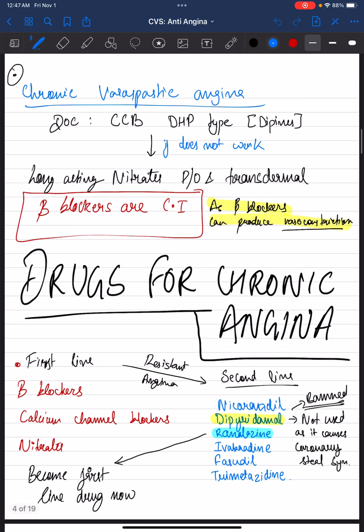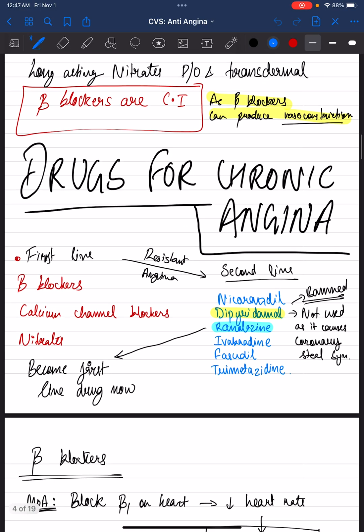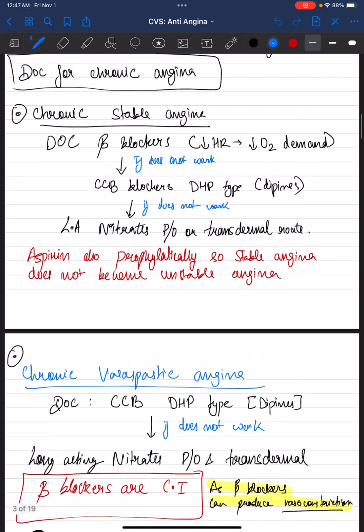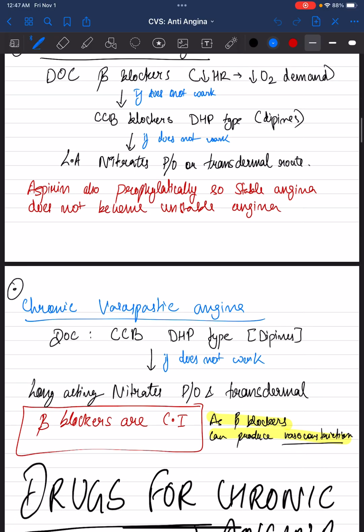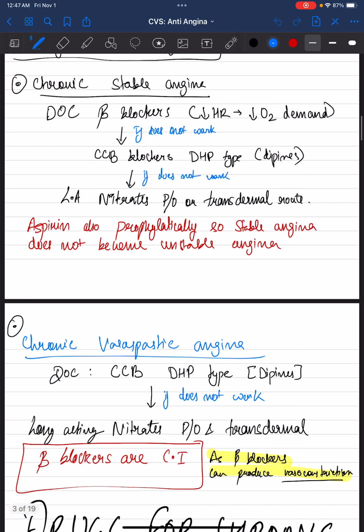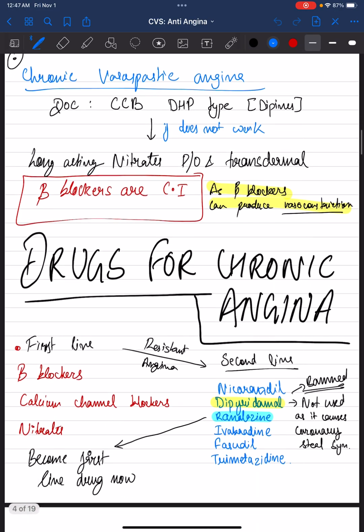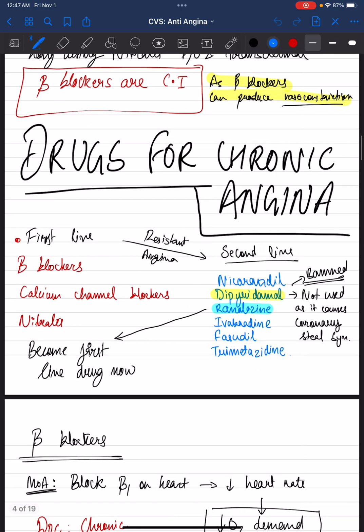Now let's study the drugs that are given in the two conditions which we studied, CSA and CVA. The first line drugs are beta blockers, calcium channel blockers, and nitrates. And the second line drugs are nicorandil, dipyridamole, ranolazine, ivabradine, fasudil, and trimetazidine.